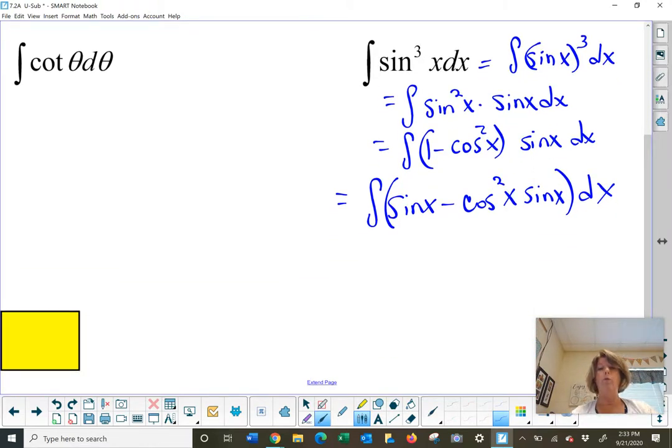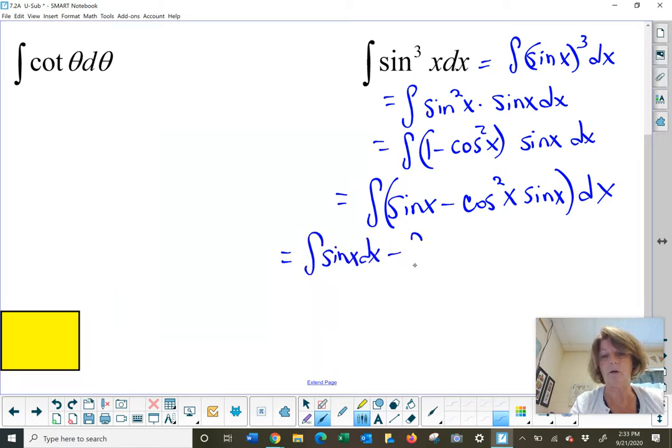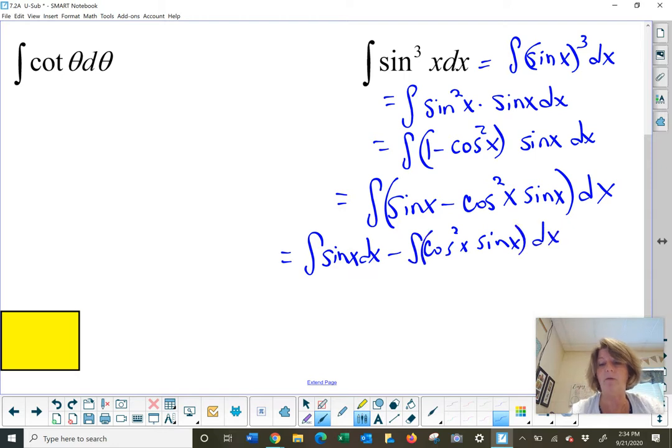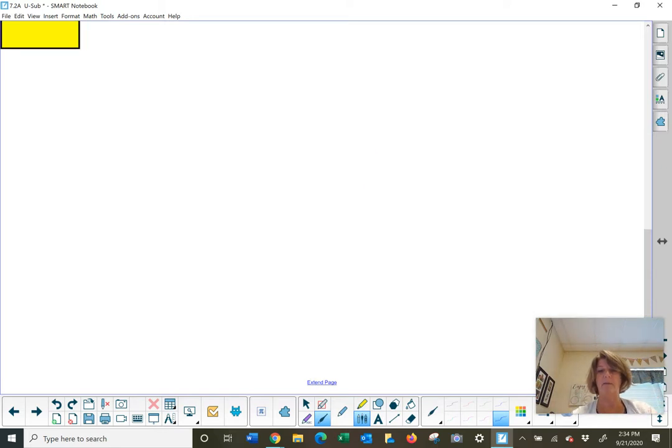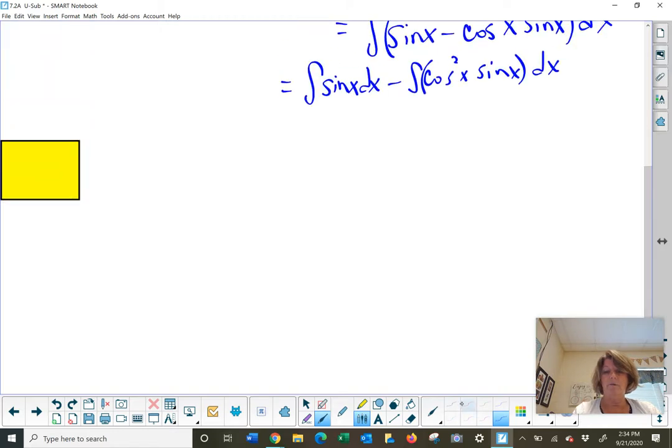Now, with the addition or subtraction of integrals, I can break it into separate integrals. So that's what I'm going to do here. I'm going to call this the integral of sine x dx. That's an easy integral, minus the integral of cosine squared x sine x. And this particular one is going to be one that I want to use u substitution on. So for now, I'm going to get this one set. This would be negative cosine of x, wouldn't it? I could do a plus c, but I'm going to cover the plus c once I get done with the other integral. Minus.